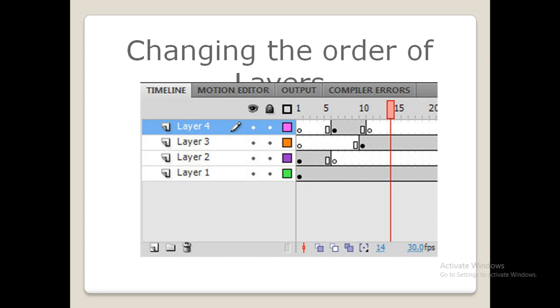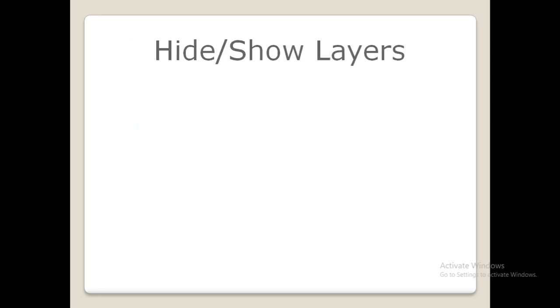To change the order of the layer, you have to follow these steps. First, select the layer that you want to move. Now simply click and drag it to the new position. So simply you will click and drag it to the new position and the order of the layer will be changed.